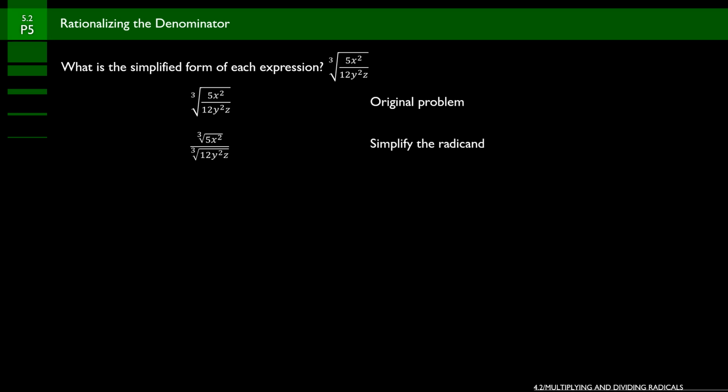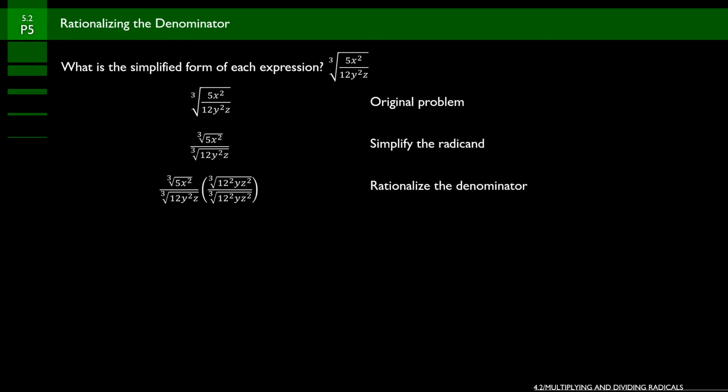So the denominator is a cube root. So that tells us we're looking for exponents of 3, 6, 9, 12, 15, and so on. We have a 12 to the first, a y squared, and a z. So what we want to do is get to 12 cubed, y cubed, and z cubed. So what do you multiply 12 by to get to 12 cubed? You would have to multiply it by 12 squared. What do you multiply y squared by in order to get to y cubed? You would multiply by a y. And then what do you multiply z to the first by to get to z cubed? You would have to multiply by z squared.